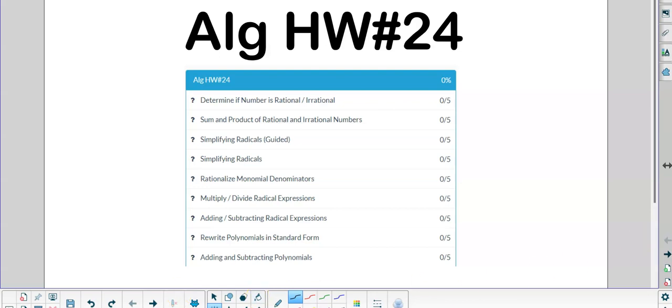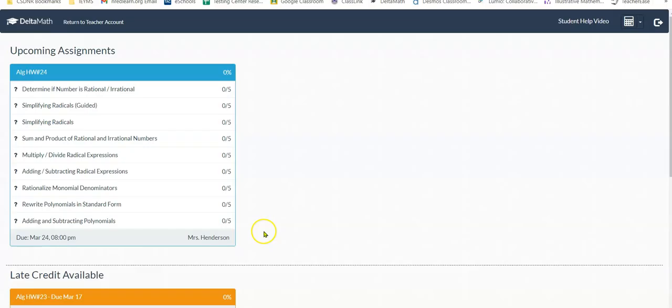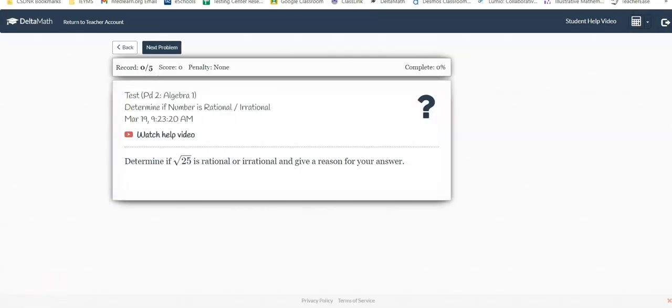Let's take a look at the questions on homework number 24. First, it's to determine if a number is rational or irrational. So there are two requirements you have to fulfill in order to be irrational. An irrational number has to never end, that's called non-terminating, and it has to never repeat.